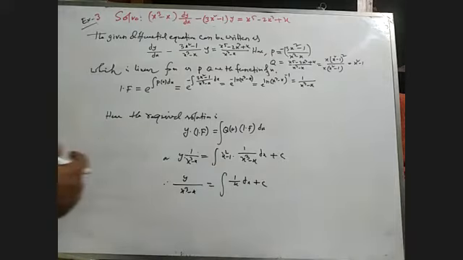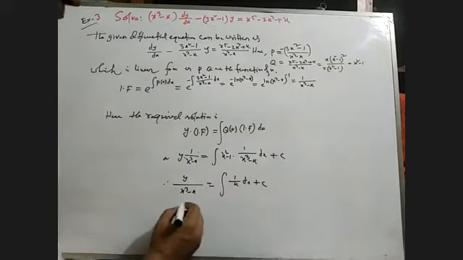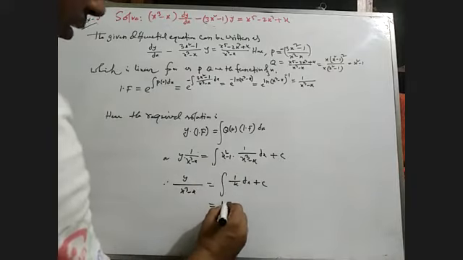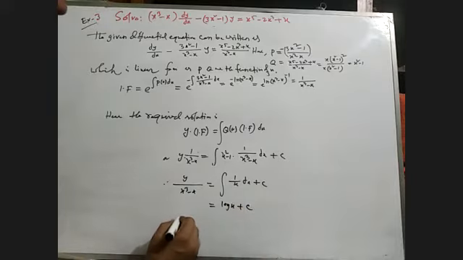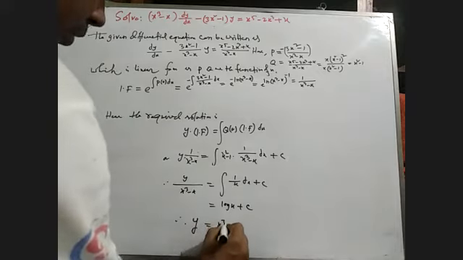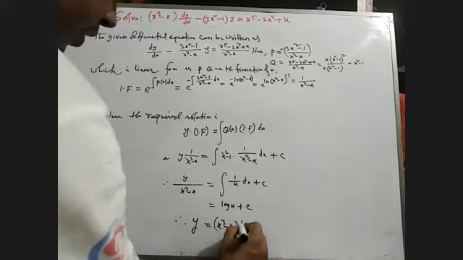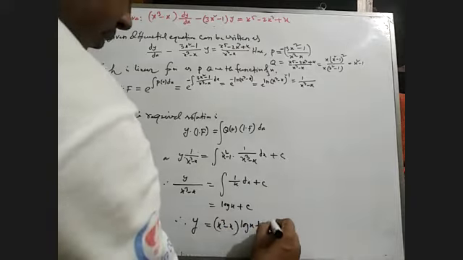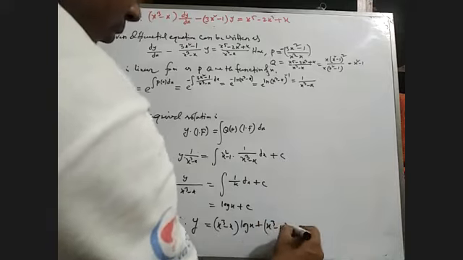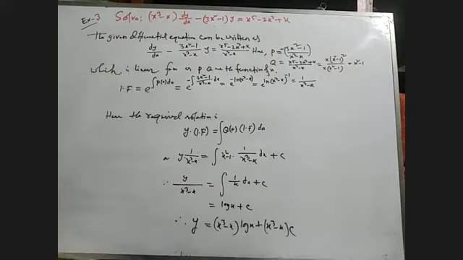Now the integration of 1 by x is log x plus c. Therefore y equals, multiplying by x cube minus x on both sides, (x cube minus x)(log x plus c). This is the required solution of the given differential equation. Very easy.